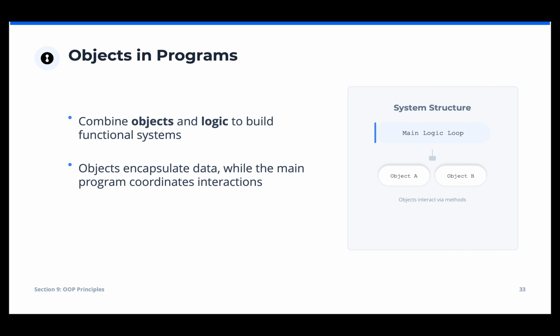Now we will broaden the view again by seeing how real programs combine many objects and how the main program logic coordinates the interactions. Objects hold data and behavior locally while the main program manages overall flow. This is how object-oriented design scales beyond one toy example.